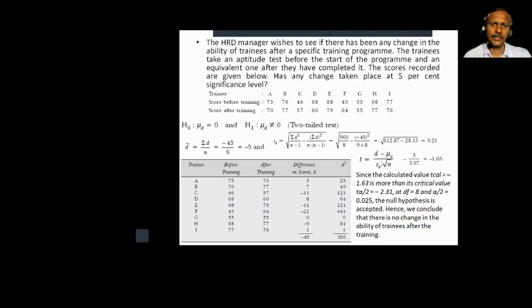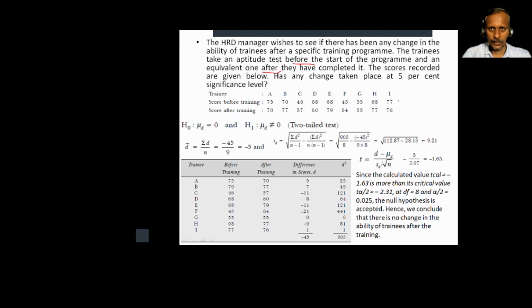The HRD manager wishes to see if there is any difference in the ability of the trainees after a specific training program. The trainees take an aptitude test before the start of the program and then after the program. So we have two sets of samples, before and after, and we are trying to compare the results of these two tests.